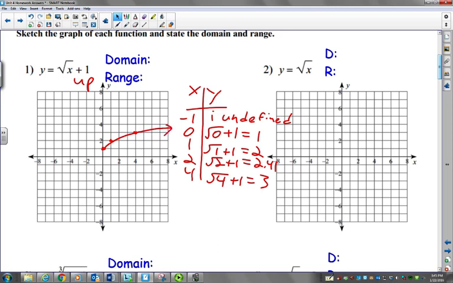Okay? And again, the parent function, or problem number 2, is down here actually, with the origin down here. That's problem number 2, just the parent function. But problem number 1 is right there. There we go.